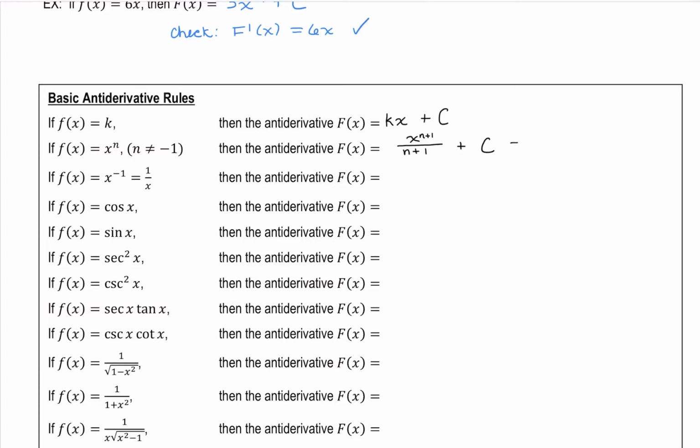Or, of course, if you want to, a lot of times we might bring this out as a constant, like 1 over n plus 1, and then times x to the n plus 1. And then always plus this arbitrary constant. Now, this is good for every power except for when n is equal to negative 1, because, of course, you can see if n was equal to negative 1, you would be dividing by 0, and division by 0 is not defined. So that begs the question, well then, what is the antiderivative of x to the negative 1?